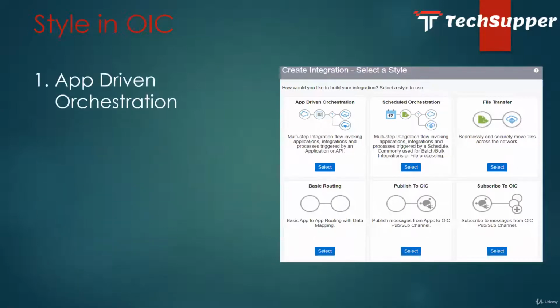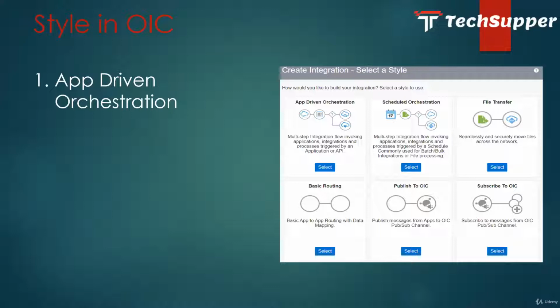Now, style in OIC. So what is style? Every integration which we are going to create is based on a pattern, or we can say style. When we click on the create button on the integration page, a dialog box comes in, and it gives you an option to select any one of the patterns available. There are a total of 6 patterns available.